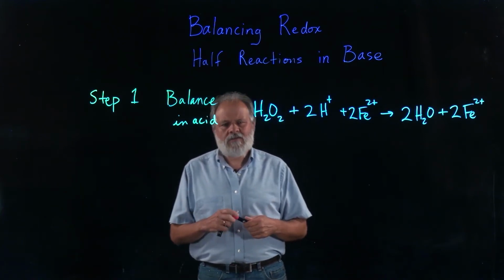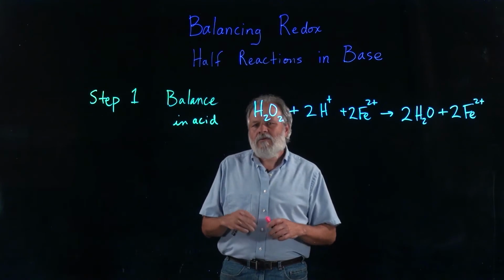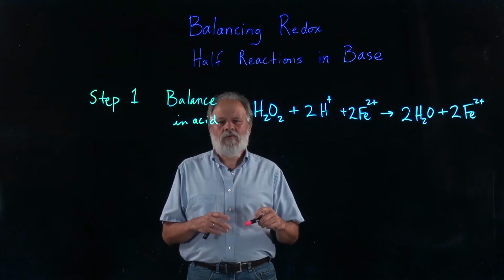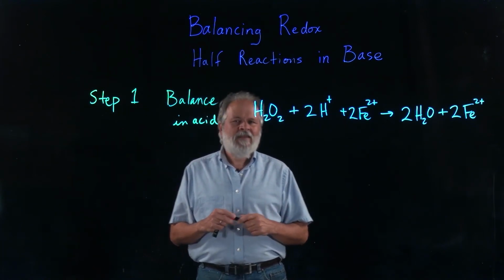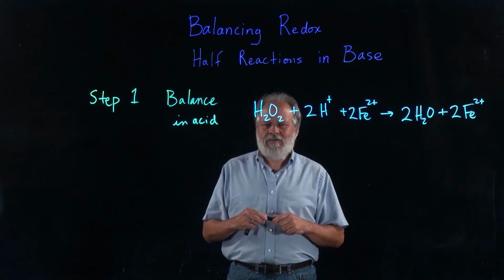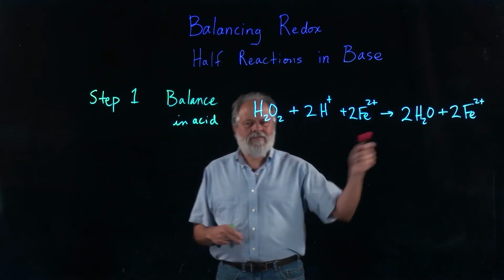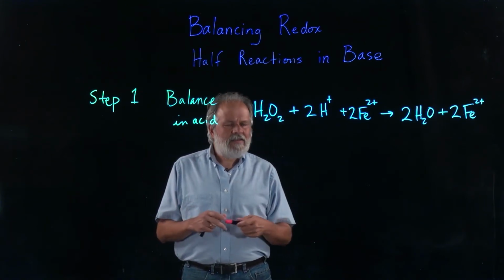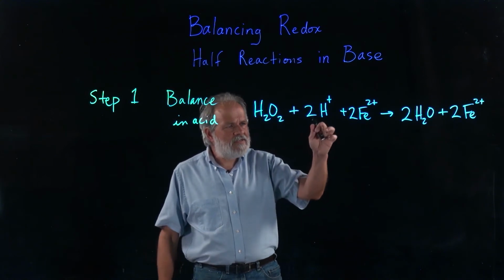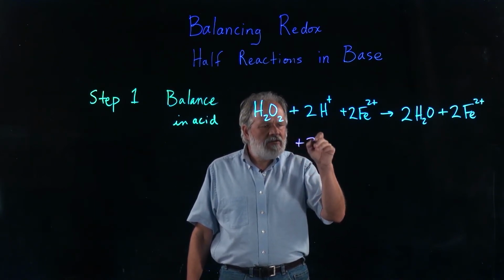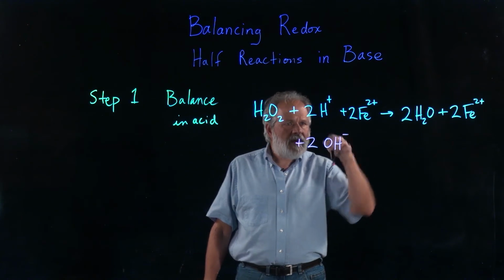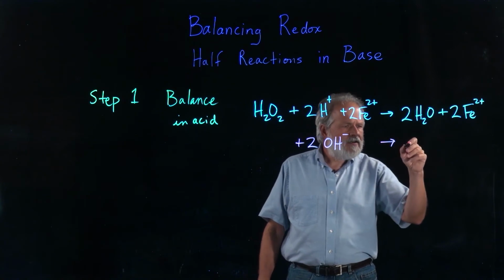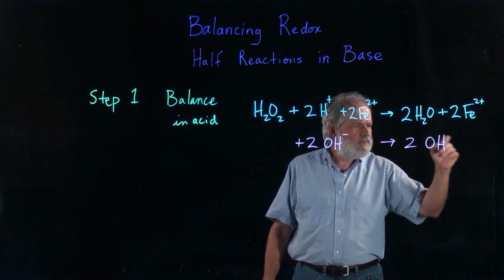There's a couple of different ways you can do it. One is we're going to balance the half reactions in acid first, and that's step one. See the previous video on how to do that. The example we had has this particular overall balanced equation. If you're going to balance this in base, you neutralize all the acidic protons. So you add 2 hydroxides to react with these 2 H pluses, and you have to add 2 hydroxides over here.